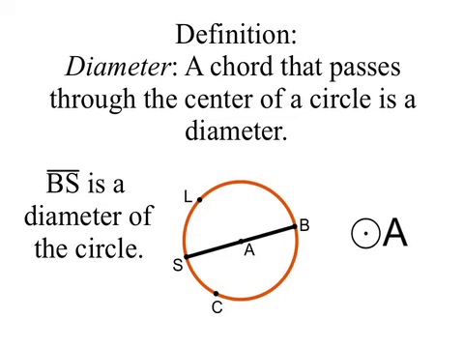And then one more word you may already know the meaning of is diameter, and that's a special type of chord. So for the 3 chords in the previous frame, one of them, BS, is a diameter because it's a chord that passes through the center of a circle.